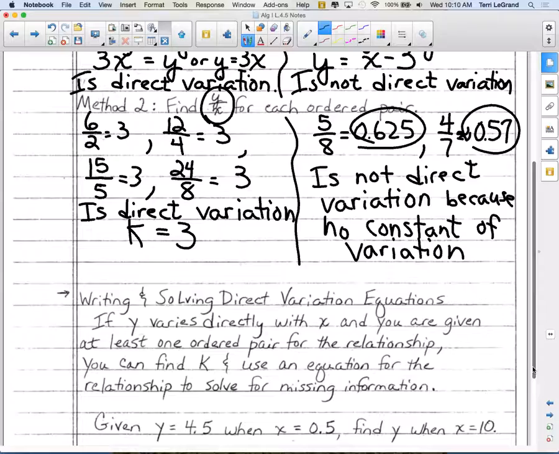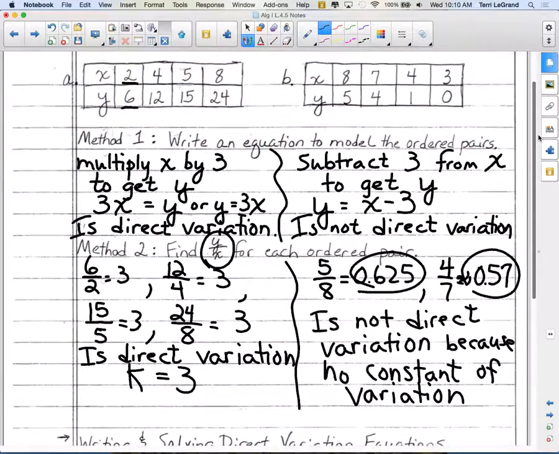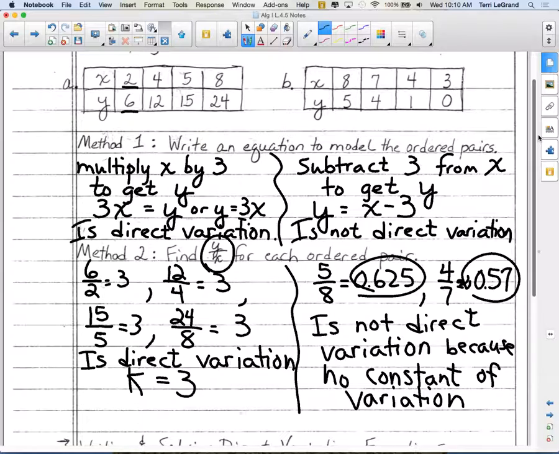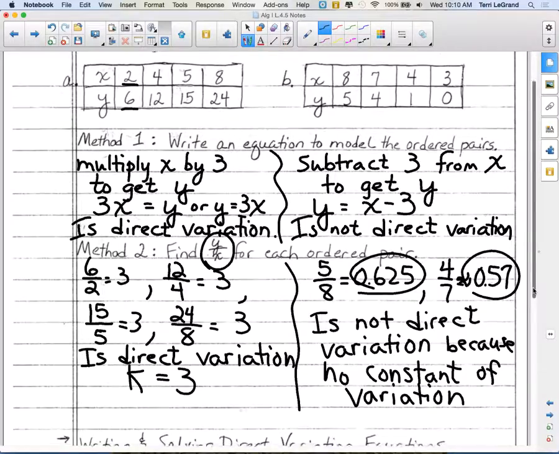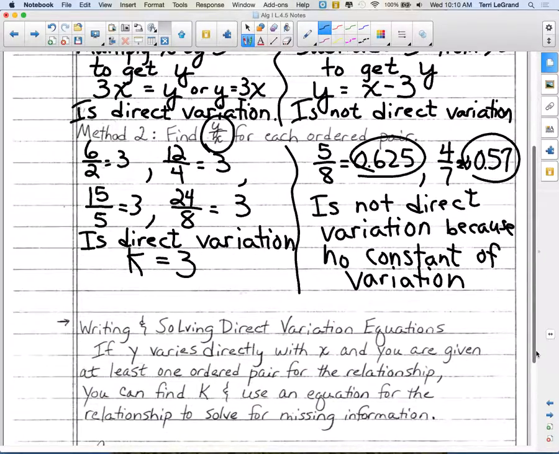So when you are determining from a set of ordered pairs whether it is direct variation or not, you have one of 2 methods to choose. You can either say, here's what's happening to x to get y, and write an equation, and from that equation determine, does this represent direct variation? Or you can choose to do y over x and check to see if there's a constant of variation every time. So you have 2 choices here. There's 2 methods, 2 ways to go about it. So we just practice both of them so that we can see what would happen. Anybody have any questions?